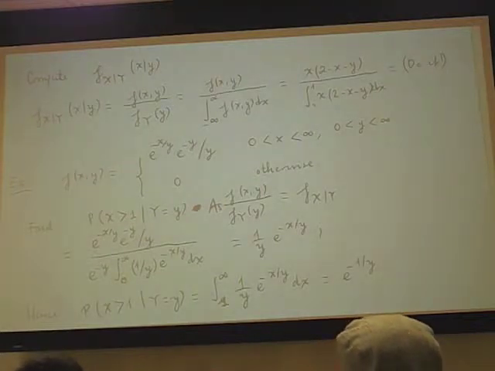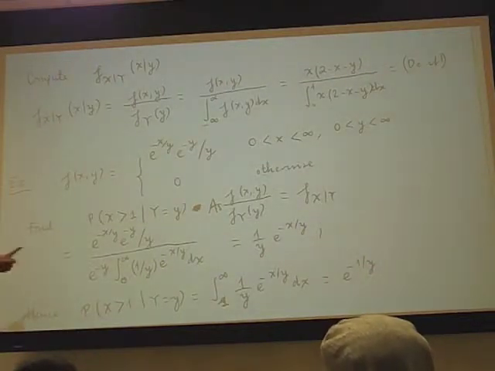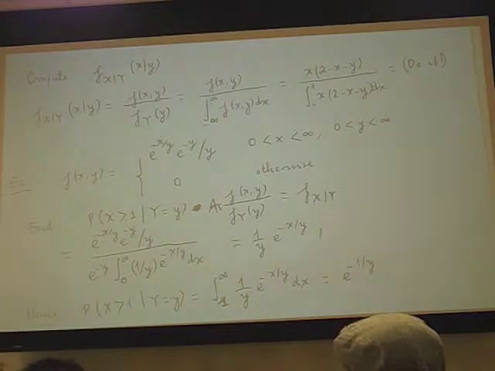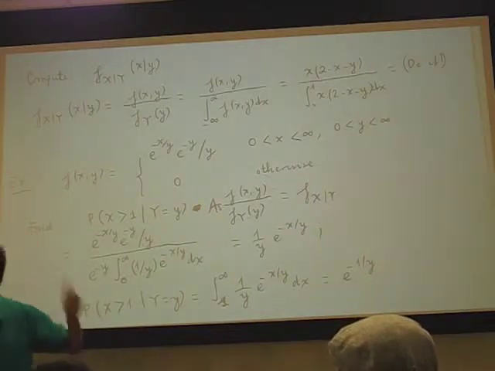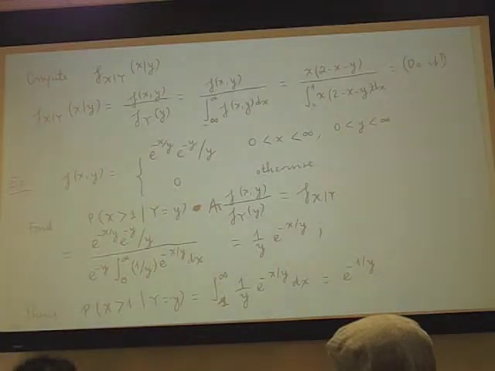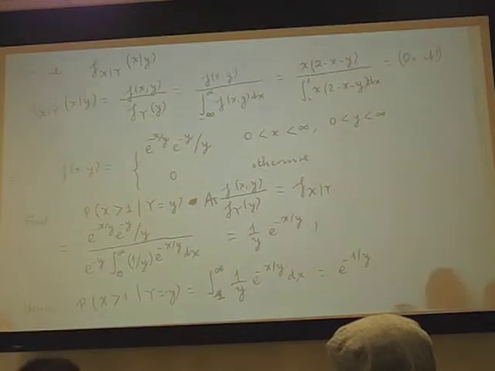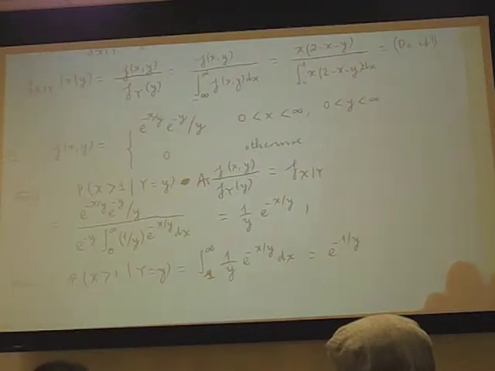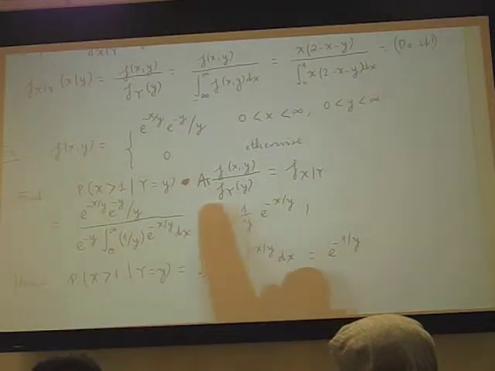So what do I do now? If somehow I can compute the little f of x given the y condition, then I just have to integrate that one from 1 on, and I will find the probability. So that's the way to do it. Now let's do it.